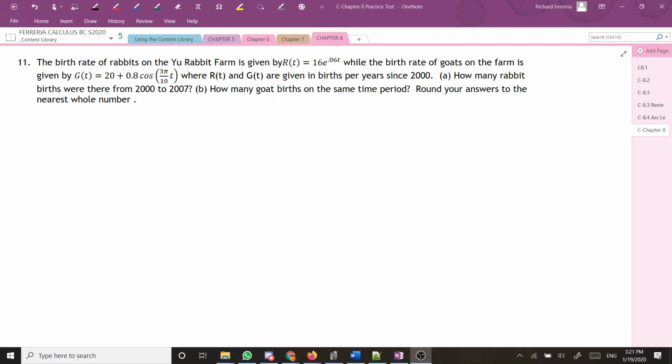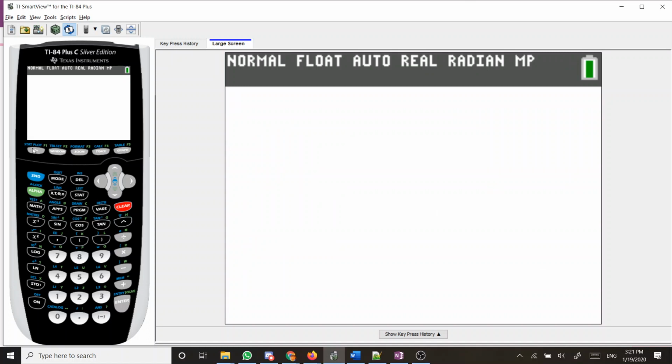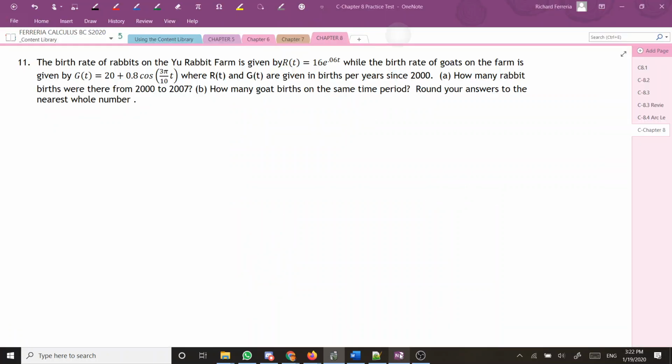First thing I did was take those equations and just put them into my calculator under y1 and y2. Take a minute and do that. We're going to go back here and we want to know the total number of births of rabbits between the years 2000 and 2007. Notice here that these are all in births per year.